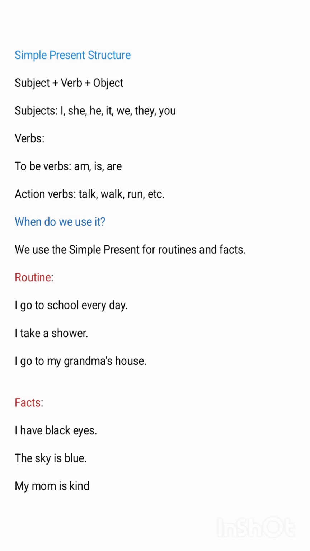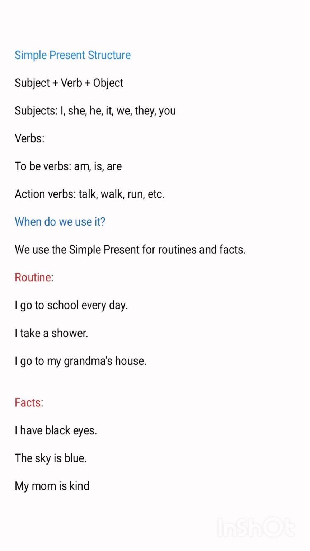So, when teaching the simple present, we start with its structure. What is the structure? Subject plus verb plus object. Subjects: she, I, he, we, it, they, you. Verbs. We have two types of verbs. To be verbs: am, is, are. Action verbs: talk, walk, run, etc. When do we use the simple present? We use it for routines and facts.